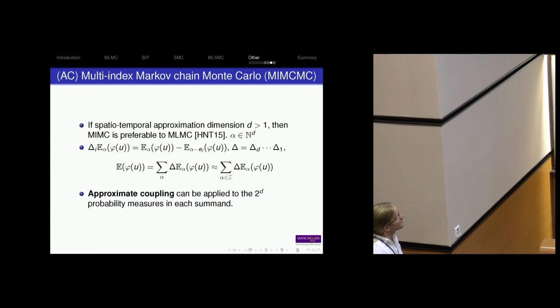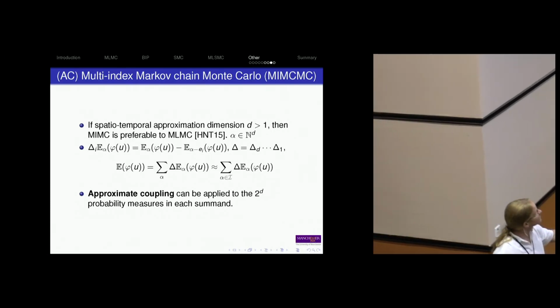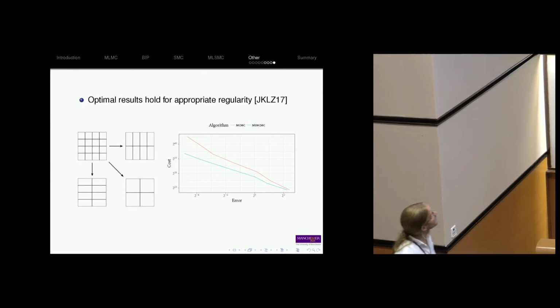Okay, and so in the inference context, we can just apply approximate coupling to each of the 2 to the d probability measures arising in each summand. So it's something quite natural that we can do there. We take the approximate, so we do that. So we looked at that.